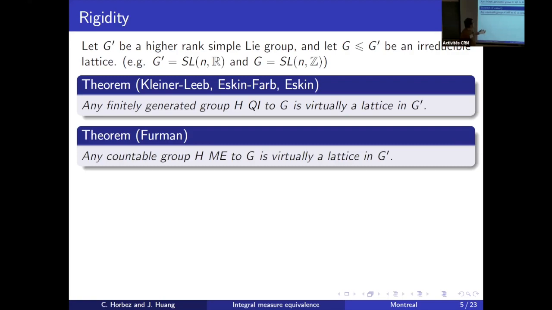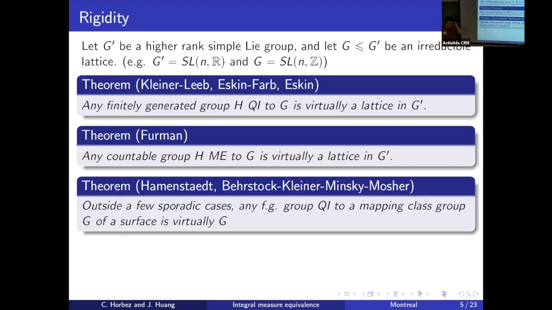There's a similar statement on the measure equivalence side: any countable group measure equivalent to G is virtually a lattice in G'. If you're not familiar with high rank simple Lie groups, just think about SLnR and SLnZ, where n is bigger than 3. Then this says that any group we can imagine which is either QI or ME to SLnZ has to be a lattice inside SLnR, maybe up to a quotient by a finite normal subgroup or passing to a finite index subgroup. This is the very strong rigidity result we see for high rank lattices, and there are also theorems for mapping class groups.